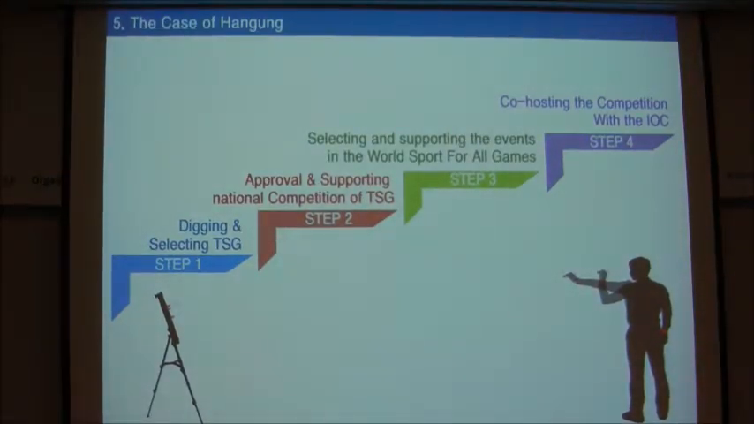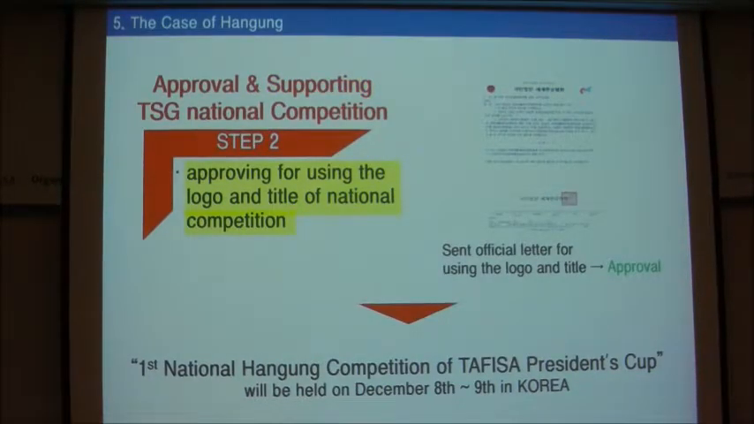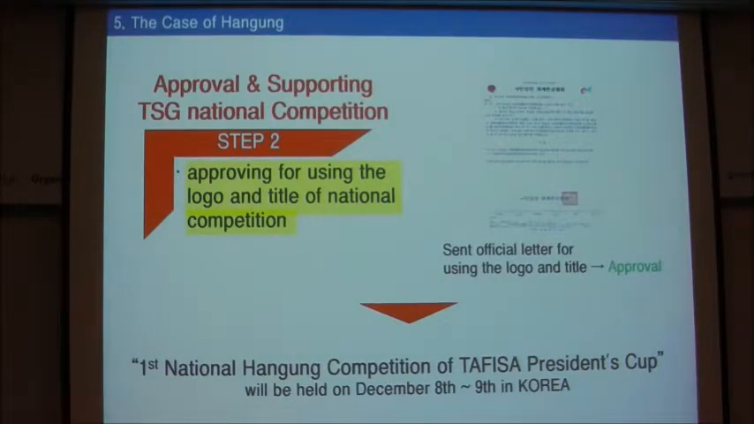Then I'd like to introduce the case of Hangung by Parosi stage. In the first step, Hangung was certified as TSG of Korea in 2015. And the developer of Hangung will be awarded as a pioneer in sports for all tomorrow. But posting it on the homepage isn't done yet. In the second step, we sent an official letter for using the logo and title to TAFISA and received approval. As a result, the first national Hangung competition, the TAFISA President's Cup, will be held on December 8th in Korea.